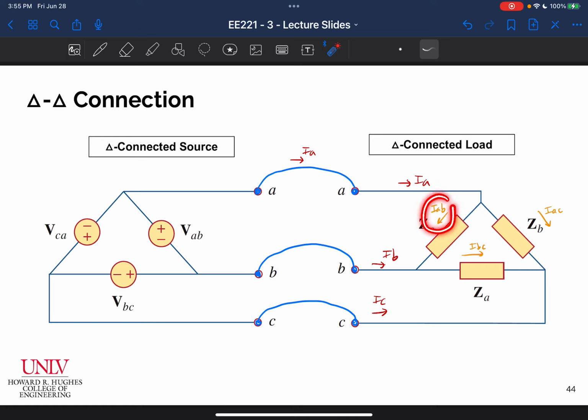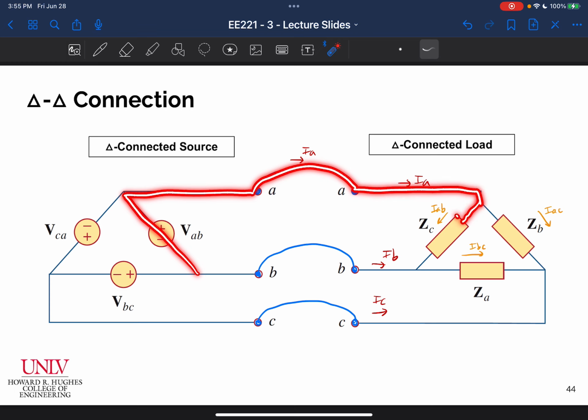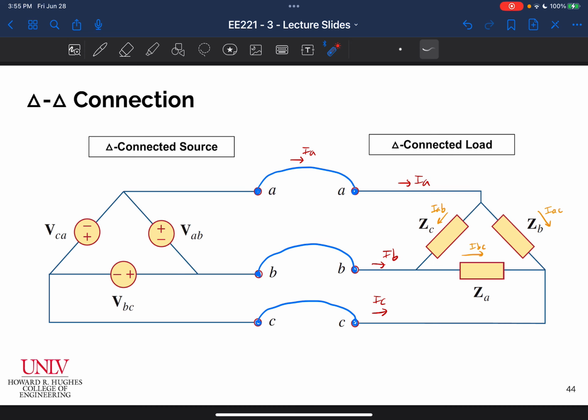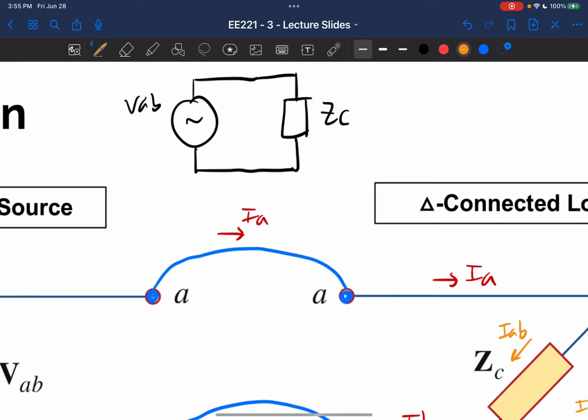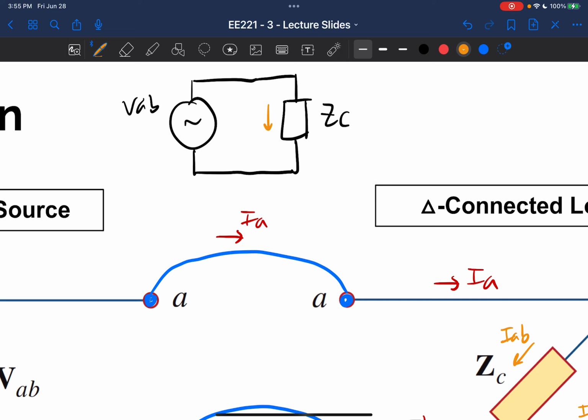Also, if you just wanted to find IAB, that would be very straightforward, because if you look again, we've got a voltage source connected across a load and back. And so I can do a KVL loop right there, and I could just analyze that particular phase, VAB, to ZC and back. And the current that I would get here would be IAB.